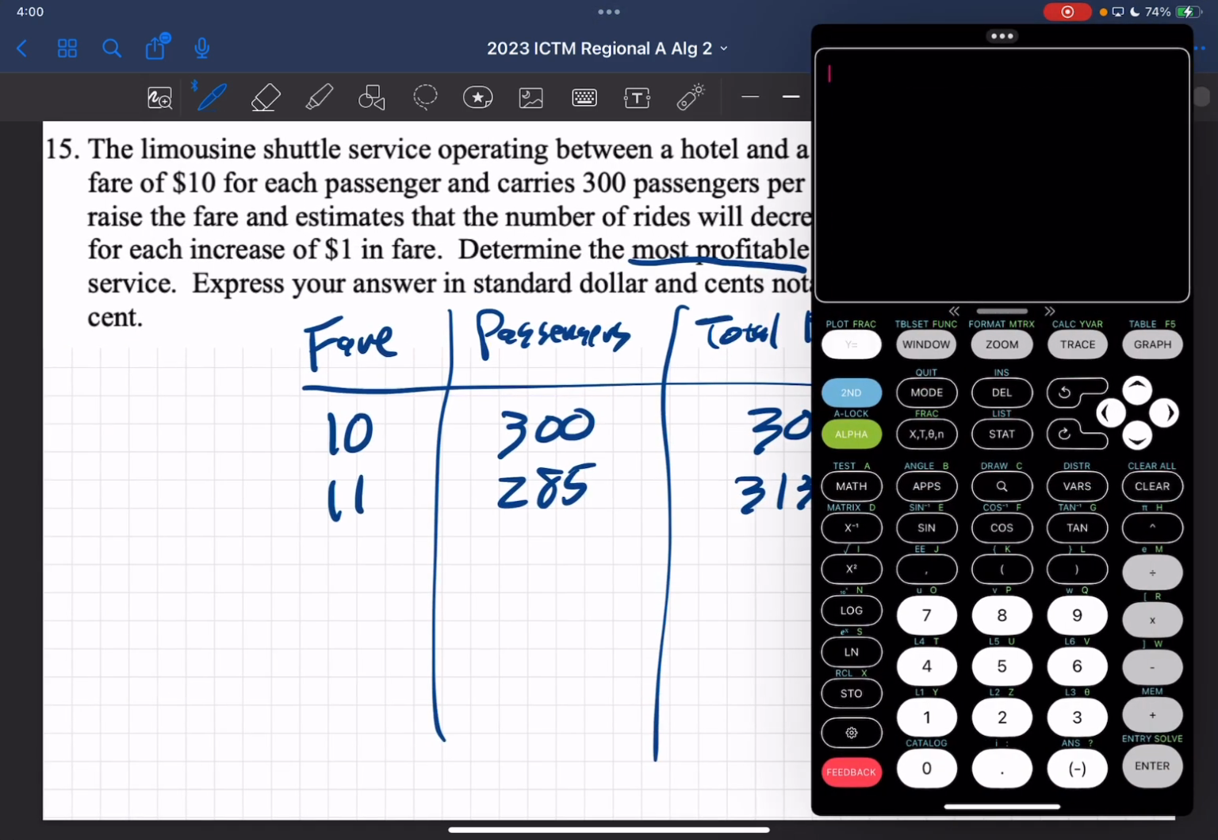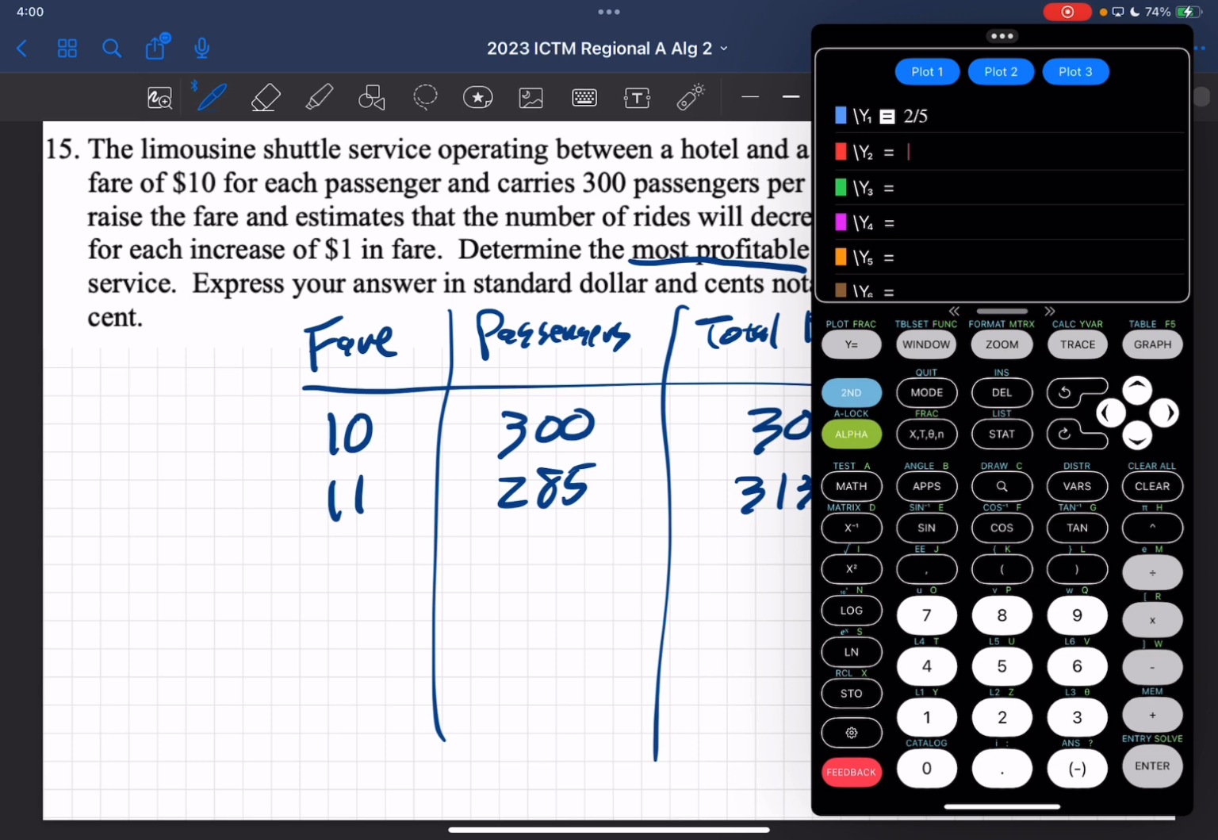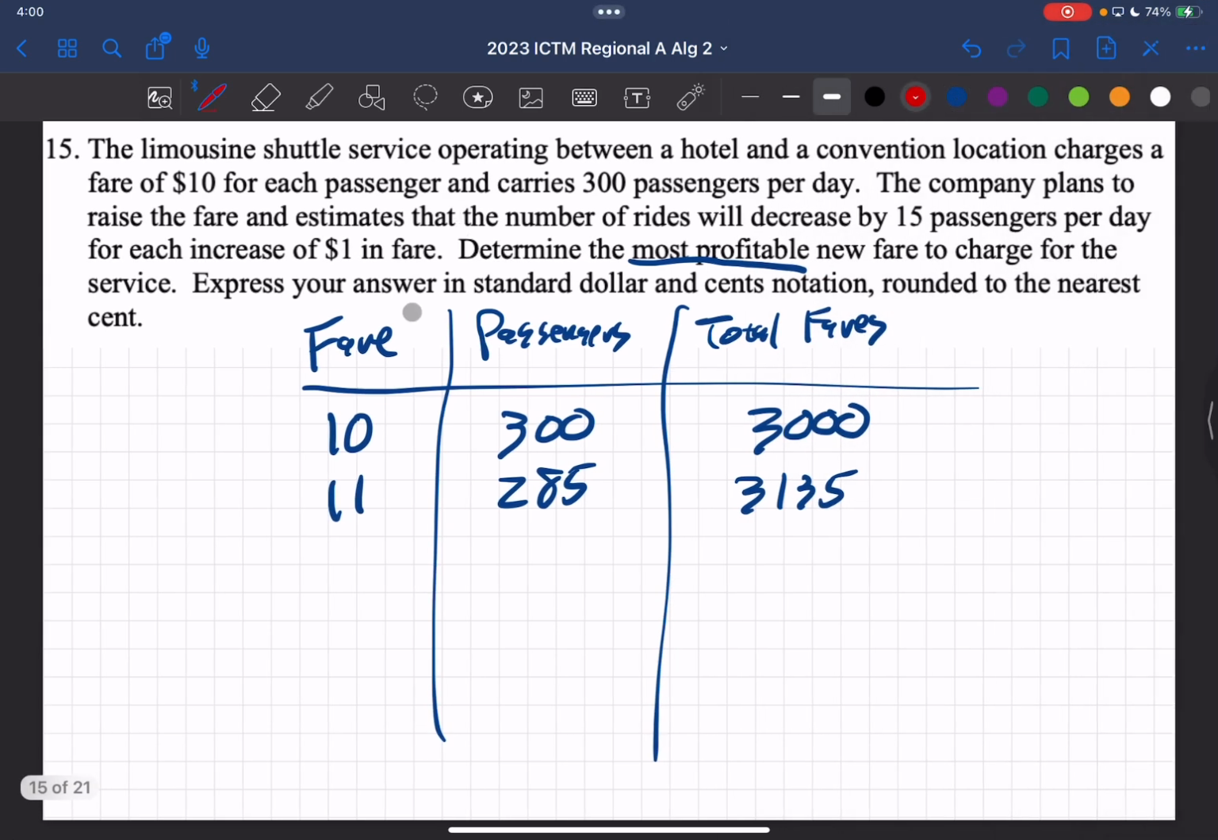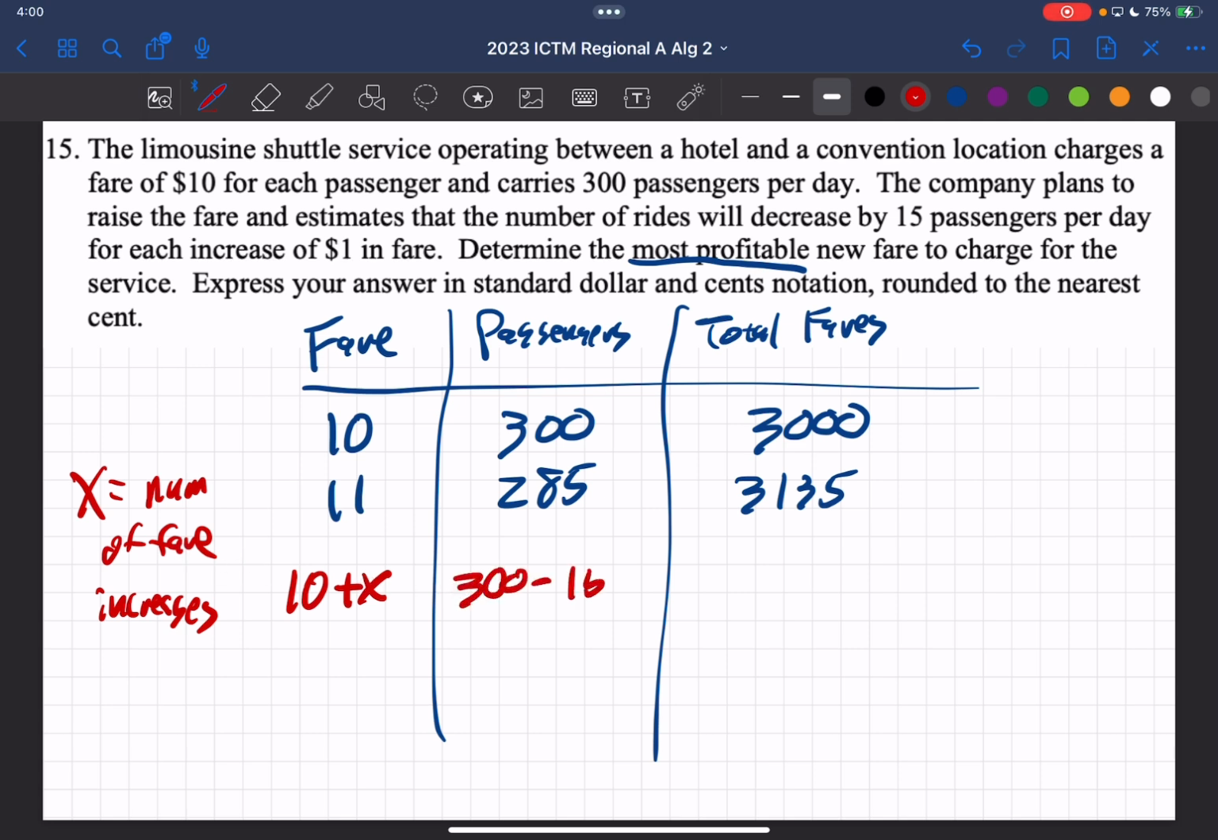Now what I'm going to do is use my calculator. I'm going to show you how I would do this, to save myself a little bit of time. I'm going to write a formula for the fare. Let's say x is the number of fare increases. That means that my fare as a formula is going to be 10 plus x. However many times I raise the fare, it's only going to be $1 each time. Now for the passengers, I started with 300, but then I subtract 15 every time. Now with the total fare, I just multiply them.